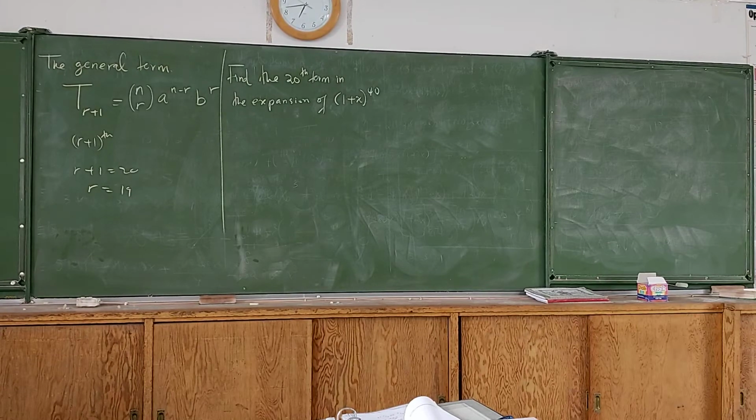You should be done. What is nCr? What is your nCr? 40C19. Let's say it properly. Just say 40 C 19, pause a bit. Vectors you don't say over, otherwise you will start thinking of fractions.